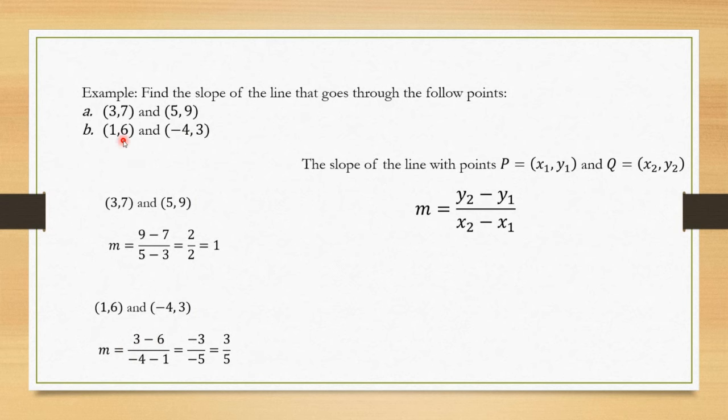Actually, no, what am I saying? 6 and 1, I'm sorry. They are coordinates for the same point, so they're on top of each other. 3 minus 6, which is negative 3. Negative 4 minus 1 is negative 5, so we get 3 over 5. There actually is a way to tell if a slope is positive or negative before doing such a calculation, but we'll get to that later on.